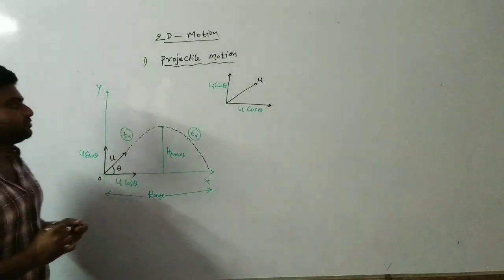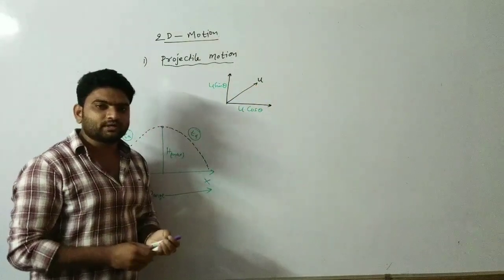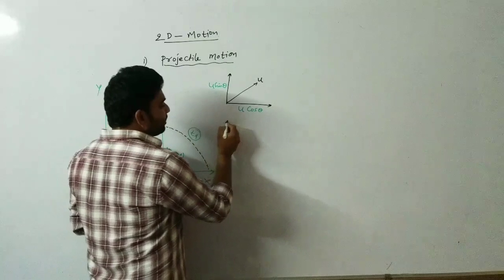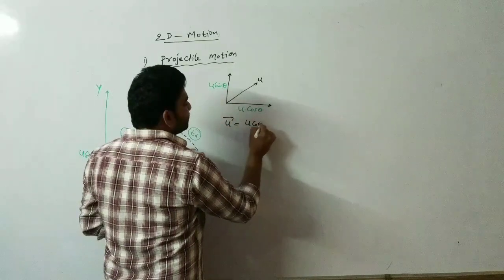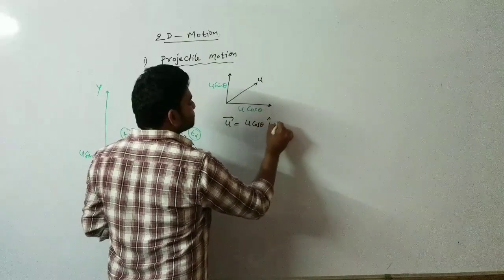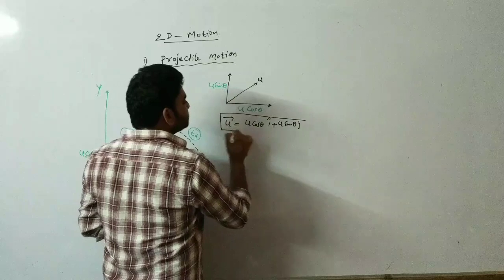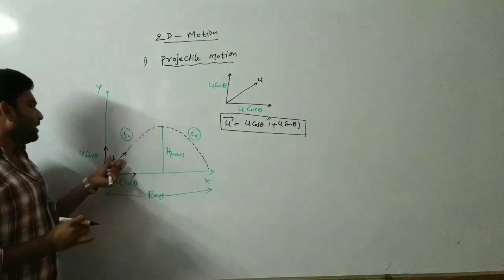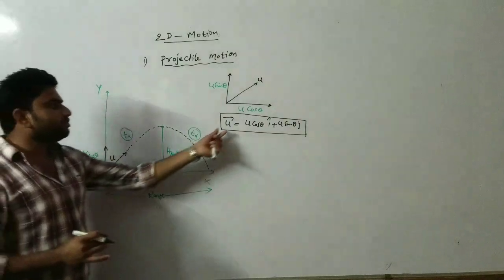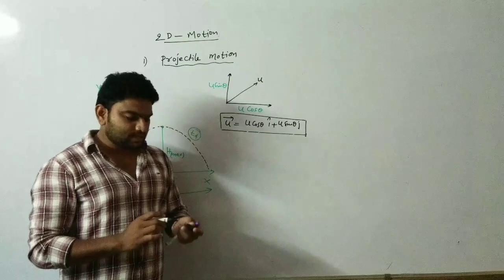Now my aim is to calculate the initial velocity vector. The initial velocity vector u bar can be written as u cos theta into i cap plus u sin theta into j cap. This is my initial vector formula. If I write my initial velocity u in vector form, then u bar equals u cos theta i cap plus u sin theta j cap.